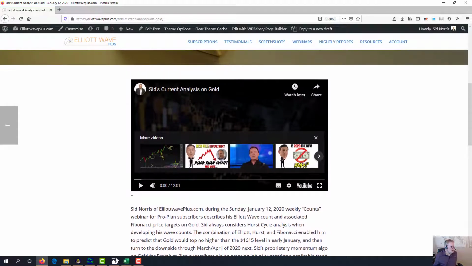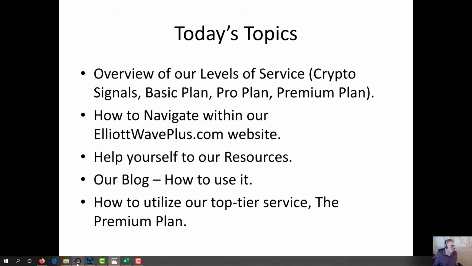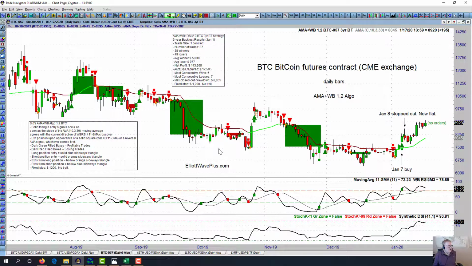So that's the blog. And then quickly, I want to move straight to my trading platform and my charting platform that I use to show my wave counts and to develop my algos. It's called Trade Navigator by Genesis, and I'll show you just a couple of things about how we show our signals.